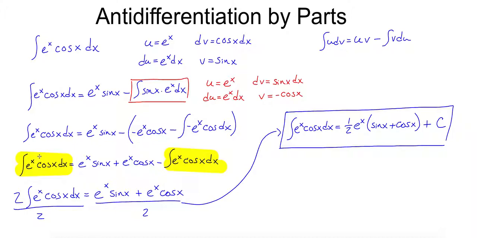It's a special case that may come up from time to time as you do anti-differentiation by parts, so you want to be aware of it. The way you get around it is when you get this integral that you originally started with, just add it over to the other side, divide by 2, and go from there.